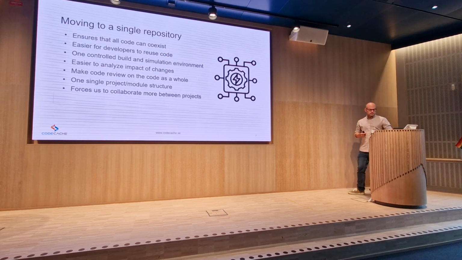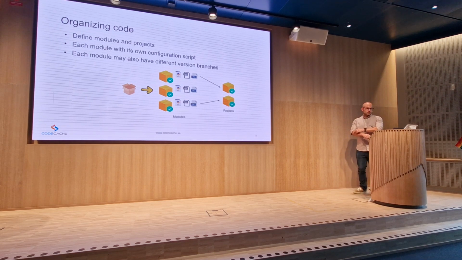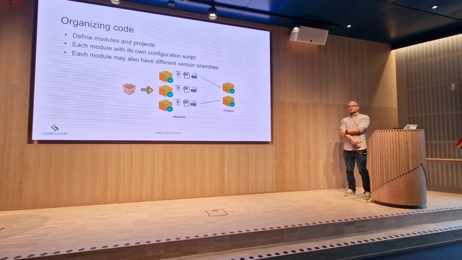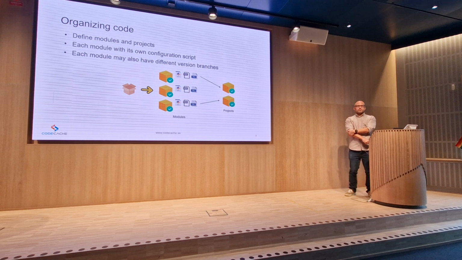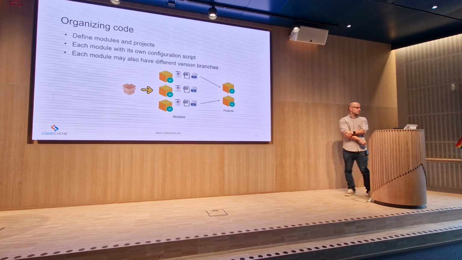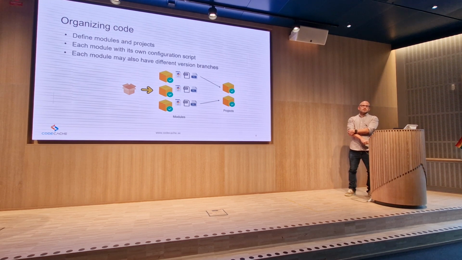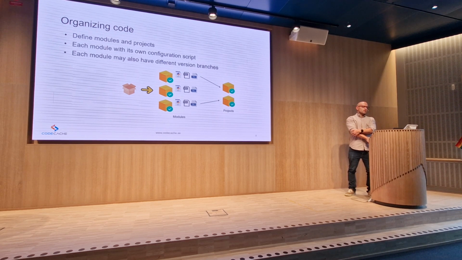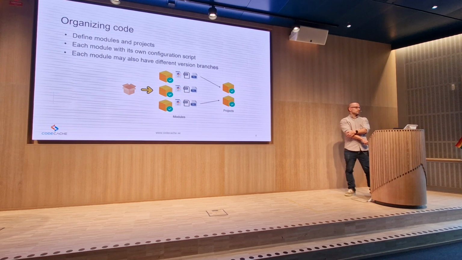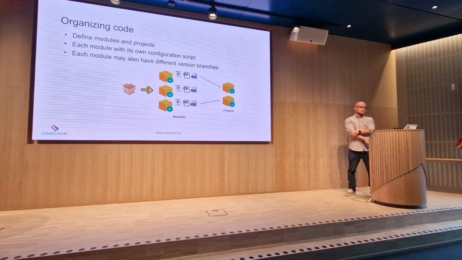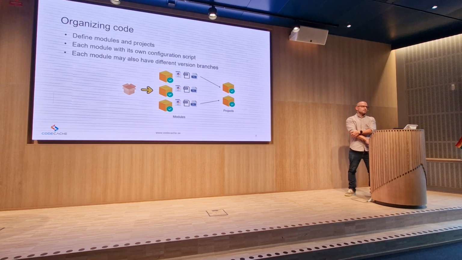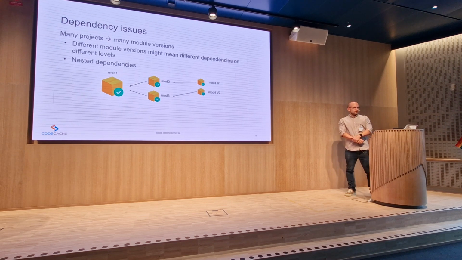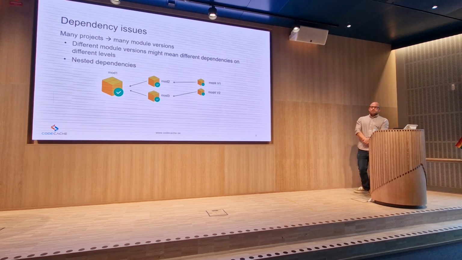Okay. So then we started by organizing the code. So we organized it into modules and projects. Each module has its own configuration scripts, VHDL files, IP cores, ticket files, etc. And unfortunately, each module may also have different version branches, which is quite common for legacy code. This may introduce dependency issues.